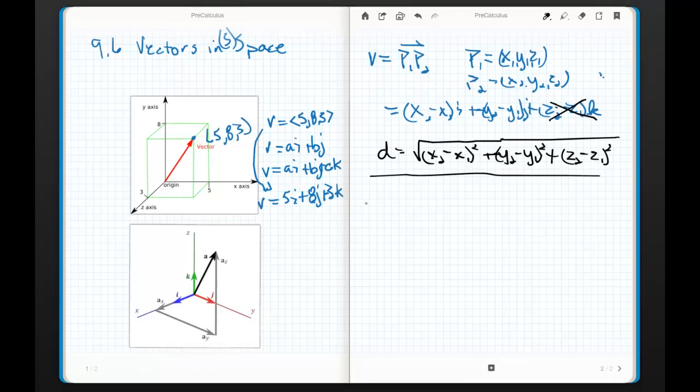First and foremost, if I've got a vector defined this way, and I know that distance is defined this way, then what's the magnitude of a vector? Well, the magnitude of a vector is just the length of the vector. It's the distance from one point to the next, right?